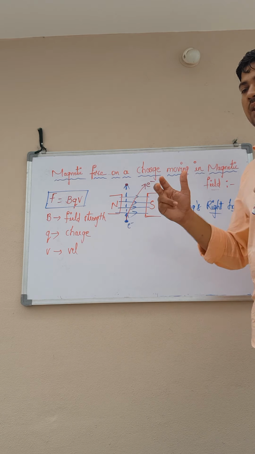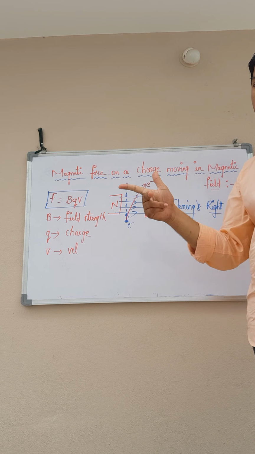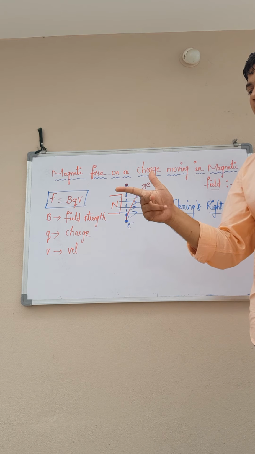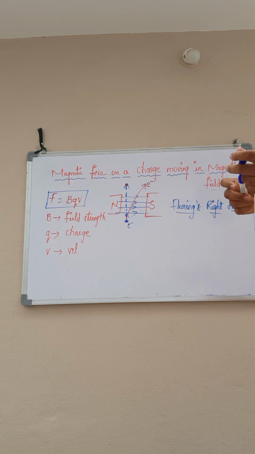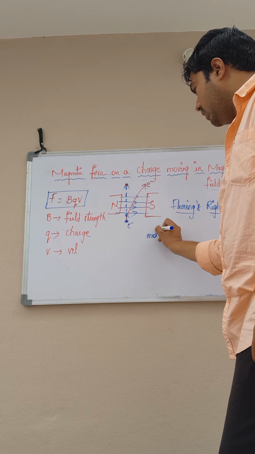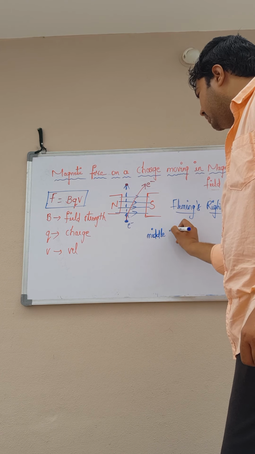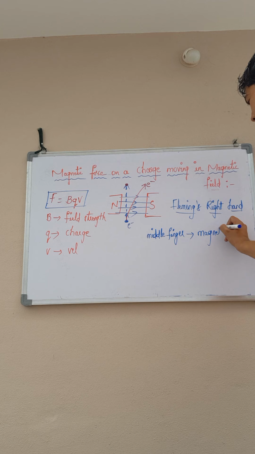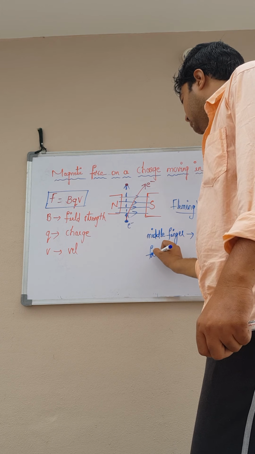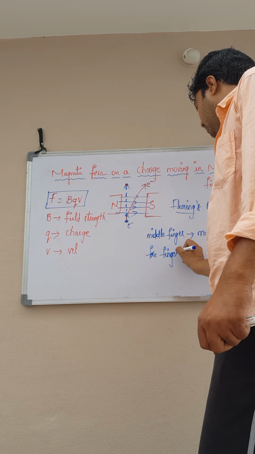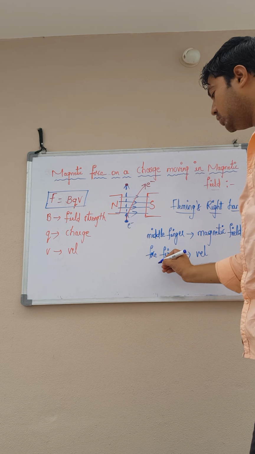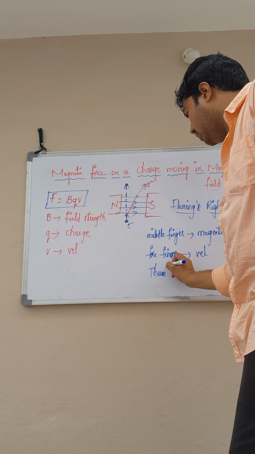Fleming's right hand rule states that if we place three fingers, thumb, forefinger and middle finger, perpendicular to each other in this way, if the middle finger represents magnetic field direction, forefinger represents direction of velocity, then finally the thumb gives the direction of force.